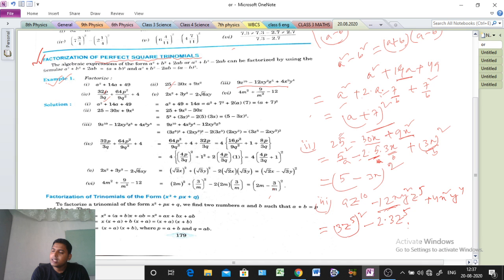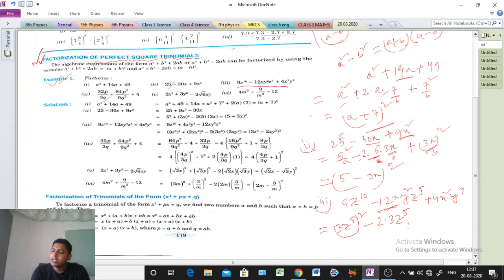Understood? Clear or not? 4x square y to the power 4. 4 means we can write 2 square. X means x square. Here we are writing in the bracket. The 2, why 2? Because 2 square means 4. X means x square is coming, and y to the power 4 was there in the given question. So that's why we are writing here y square whole power 2, means y square whole square. Clear? Understood? So that is B. That is B. Clear?